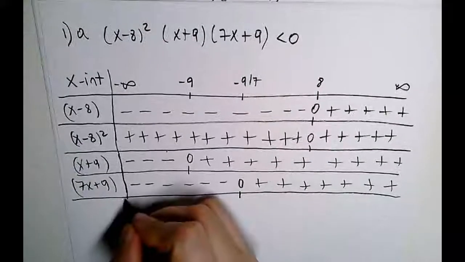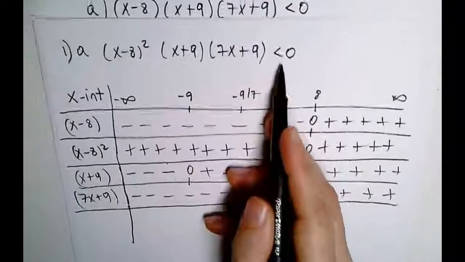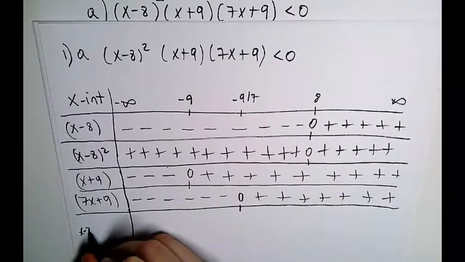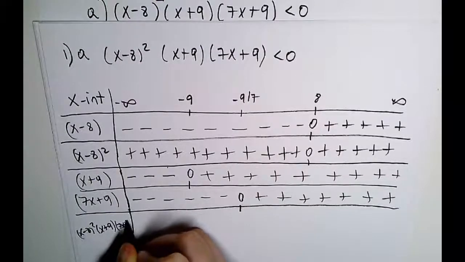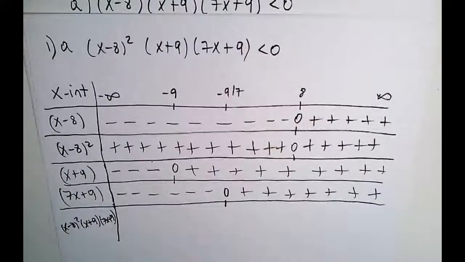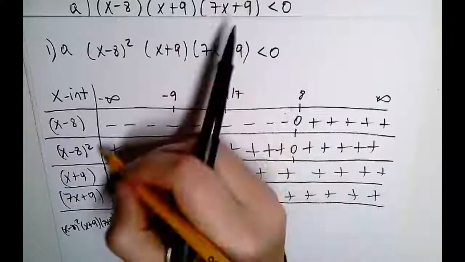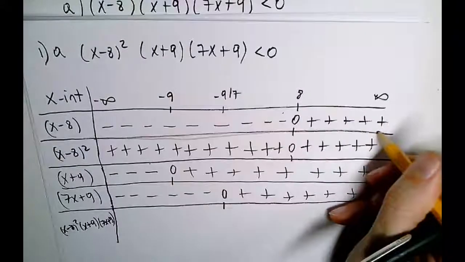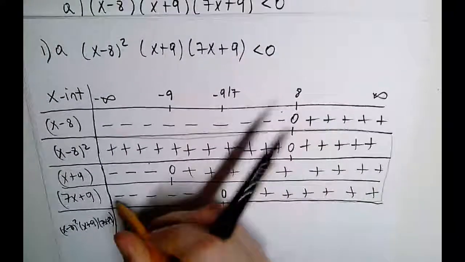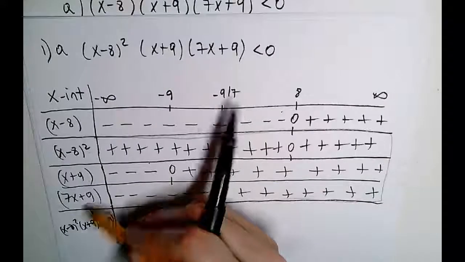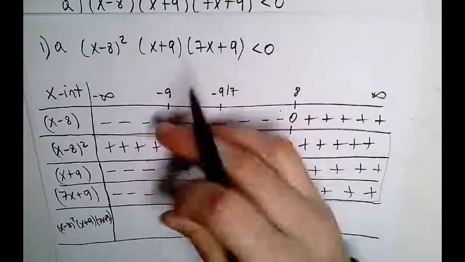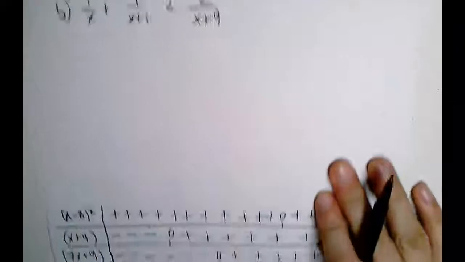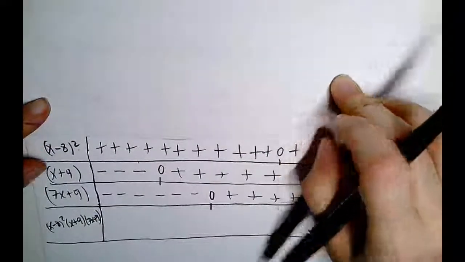And then finally, in the last row, we're actually going to put our whole polynomial. So in the last row, I'm going to have (x minus 8) squared times (x plus 9) times (7x plus 9). So basically, what am I doing? I am multiplying these last three rows. And I'm going to put the sign of the result in this last row. So again, I am just multiplying these three rows together.